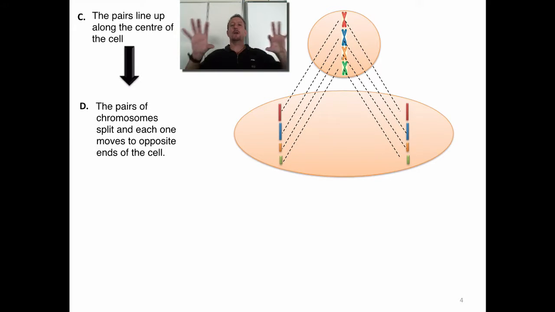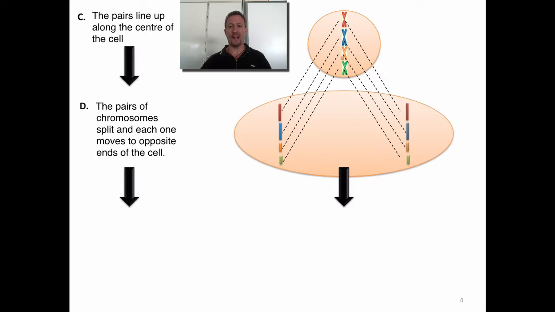So now you've got each of the two sets of chromosomes compartmentalized in two ends of the cell. Now notice that on the left-hand side, I've got a red, a blue, a yellow, and a green. On the right-hand side, I've got a red, a blue, a yellow, and a green. They're the same sizes, so that hasn't changed, and we've got the same number as what we started with.